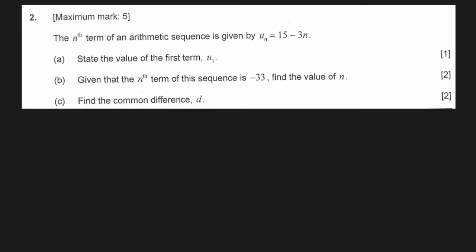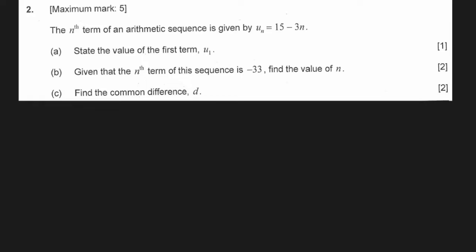Moving on to question number 2. The nth term of an arithmetic sequence is u_n equals 15 minus 3n. So in the A part they're asking to state the value of the first term u_1. That means n is equal to 1. Just put 1 in place of n. So 15 minus 3 times 1 will be 12. That is the first term.